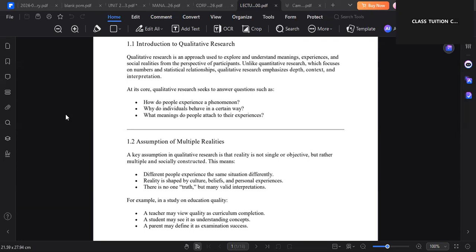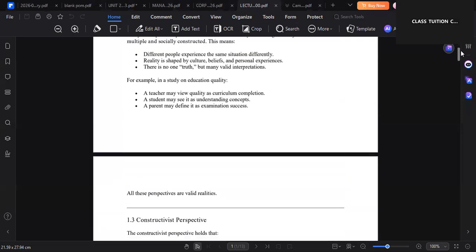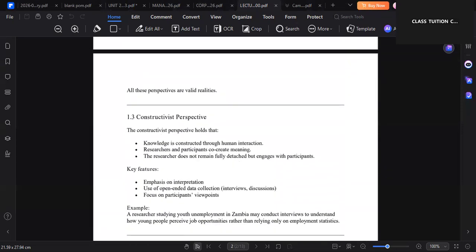So in a study of education, like I've said, a teacher may view quality as completion of a curriculum, whereas a student like me could view understanding concepts, not memorizing word for word. We could also have a perspective where a parent may define examination or passing school, getting straight grades as success. So all these perspectives are valid in reality. So we have what we call the constructivist perspective. What does this mean, and what perspective does it hold?